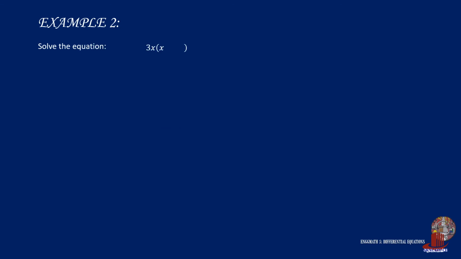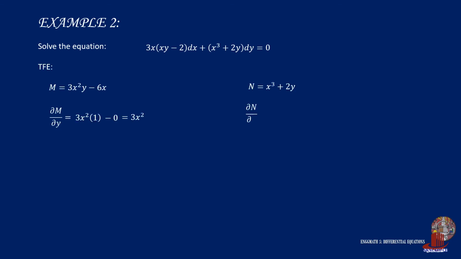Let's try example 2. Solve the equation 3x times the quantity xy minus 2 times dx plus the quantity of x cubed plus 2y times dy is equal to 0, and start by checking the DE. The partial derivative of m with respect to y is equal to the partial derivative of n with respect to x, which is 3x squared, so it is an exact DE.